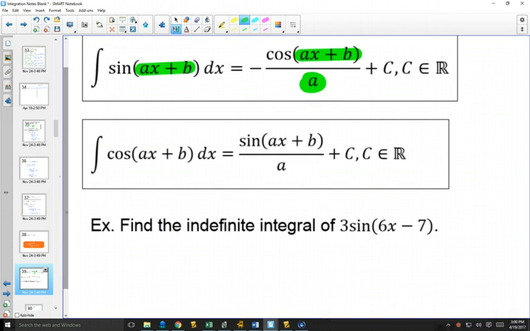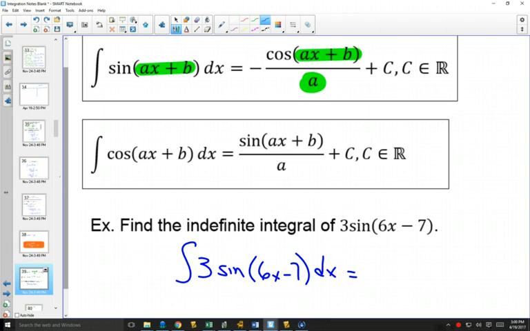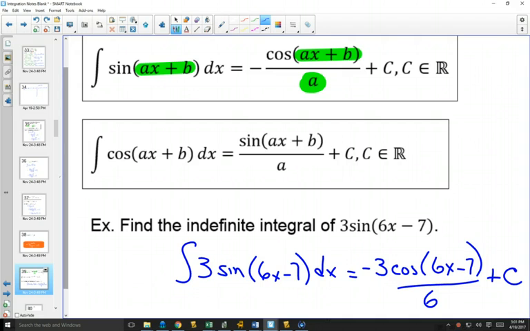Find the indefinite integral of 3 sine of 6x minus 7. That 3 out in front doesn't affect the answer. That's just a constant. The integral of sine is negative cos, so we'll have a negative 3 cos of 6x minus 7. Compensate by dividing by 6 plus c. Could simplify that if you want to, or you could just leave it like that.